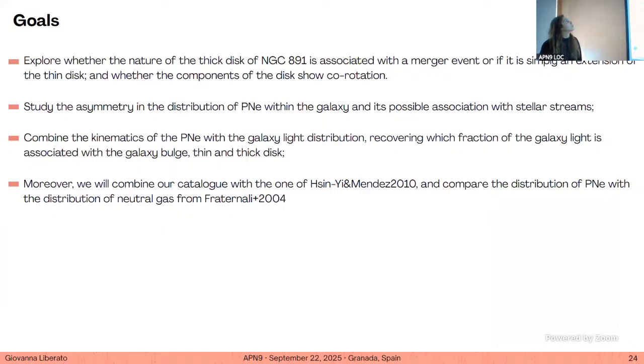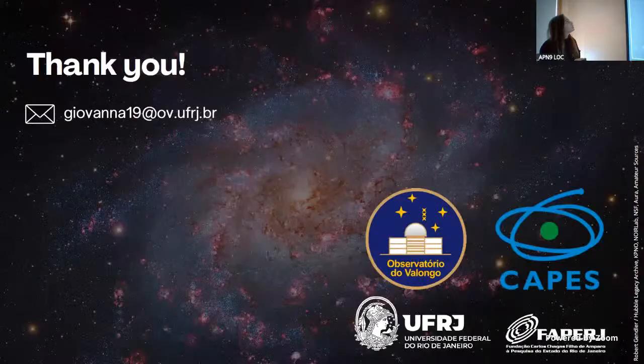So just to share with you our goals, we can talk more later if you want to know more. Our goal is to explore the nature of the thick disk of this galaxy, and if it is associated with a merger event, study the asymmetry distribution of the planetary nebulae, and combine the kinematics of the planetary nebulae with the galaxy light distribution to recover what fraction of the galaxy light is associated with each component of the galaxy, and combine our catalog with this other one from this work, and compare the distribution of each one. So that's it. Thank you.